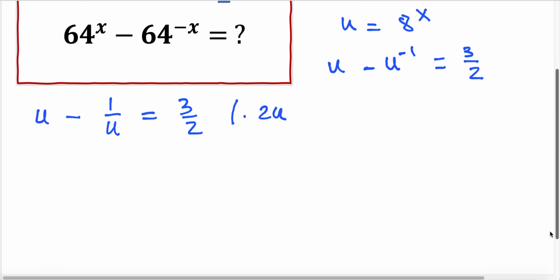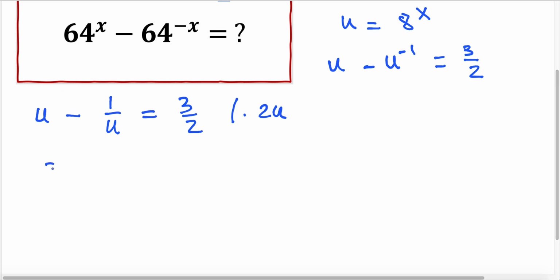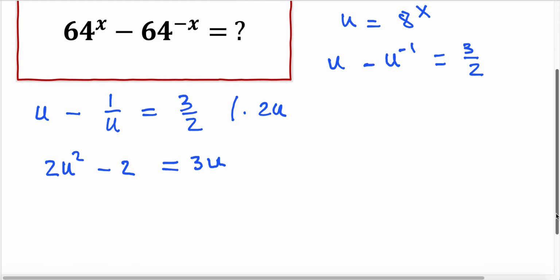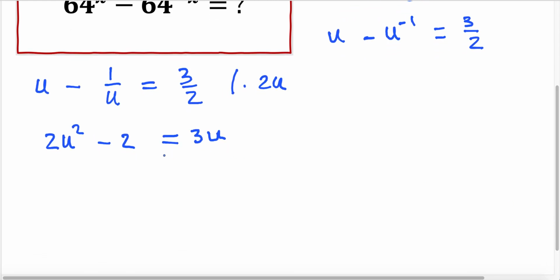And what do we get? 2u times u is 2u². Minus 2u times 1/u: u by u can simplify, so minus 2. This is equal to 2u times 3 divided by 2, which is 3u. In order to solve this equation, we have to make one side 0 for this polynomial. So 2u², moving 3u to the other side, minus 3u minus 2 is equal to 0.